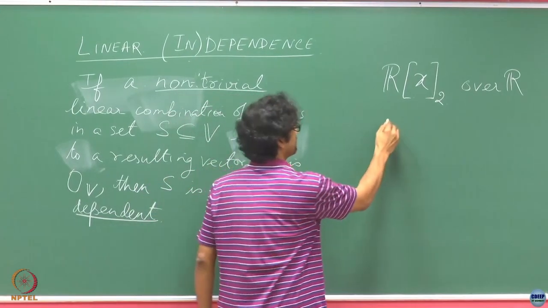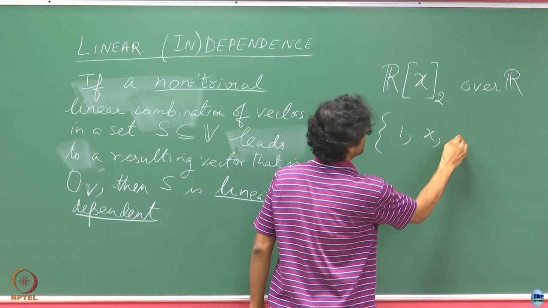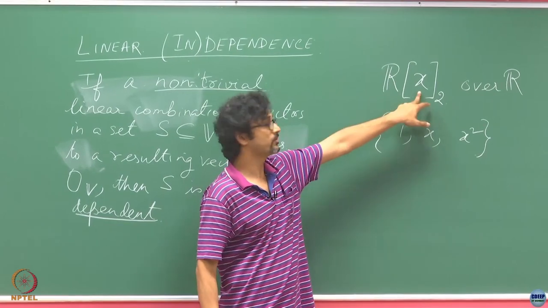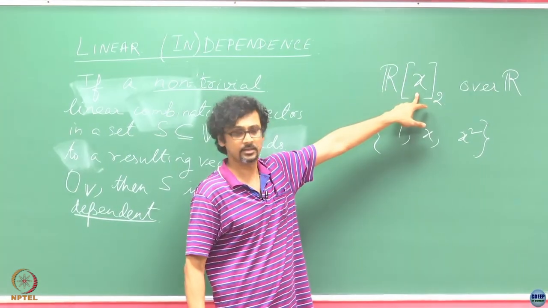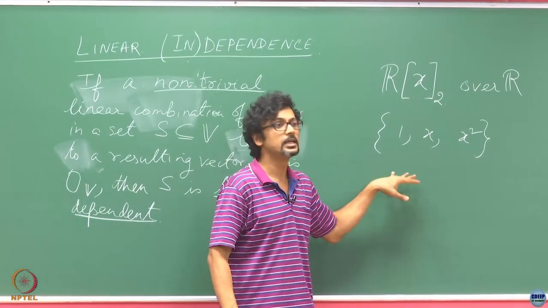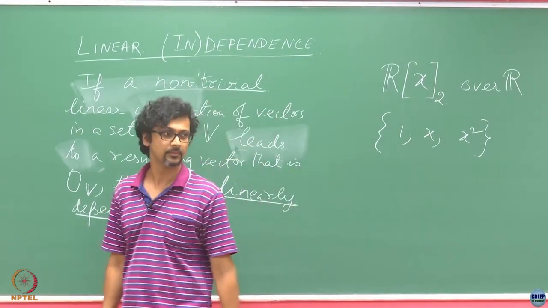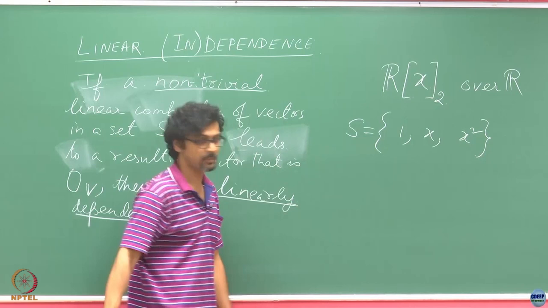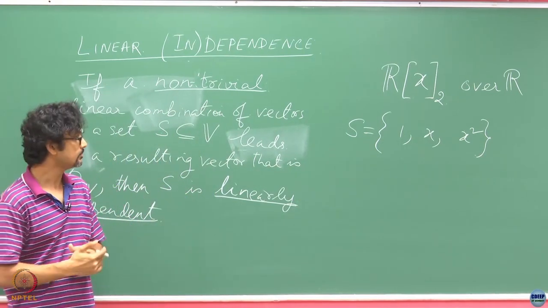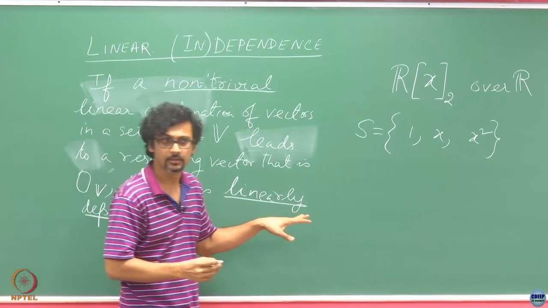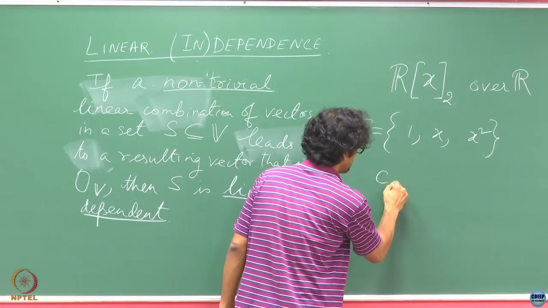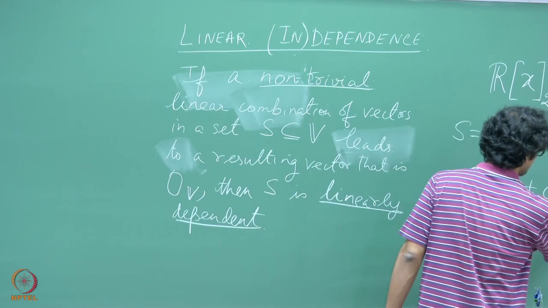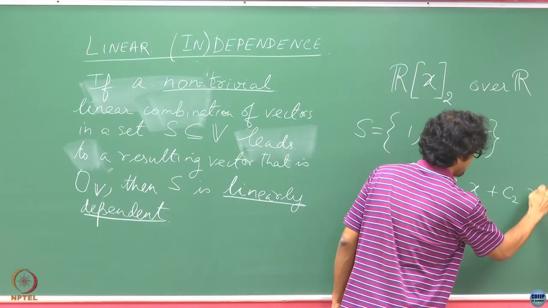Now consider the set. Note that these are all members of this vector space, right? The claim is that this is linearly independent. How do we show this? There are multiple ways of showing this. Any one way of showing if this is linearly independent? If not, then let us try out. So C naught times 1 plus C1 times x plus C2 times x squared.